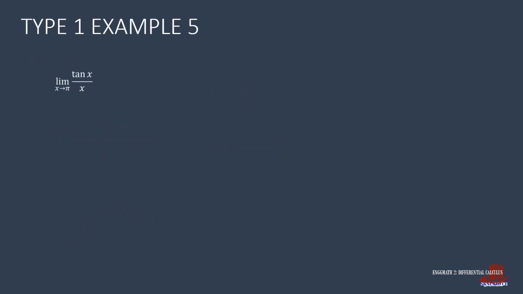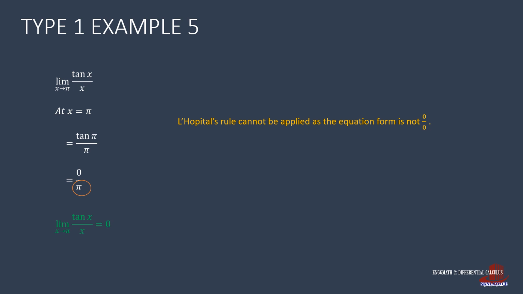Check out the last example, where we have the limit of tangent of x over x as x approaches pi. Plugging pi as x, we get the tangent of pi over pi. Tangent of pi is 0, so the expression turns out as 0 all over pi. At this point, we cannot use L'Hopital's rule as the form is not 0 over 0. Furthermore, 0 over pi is just 0.